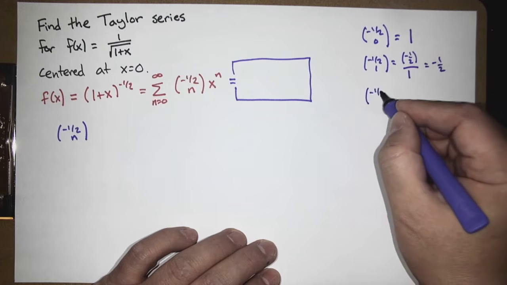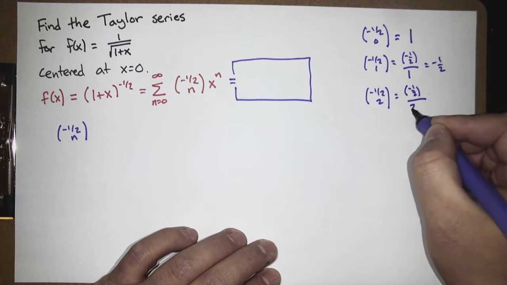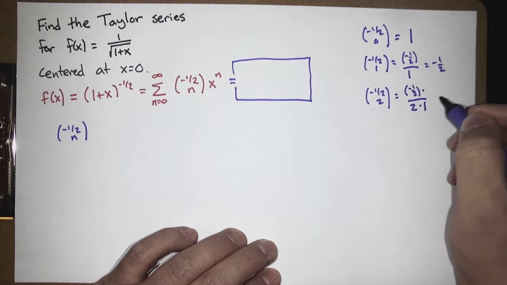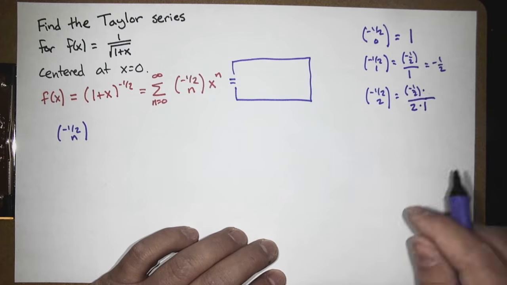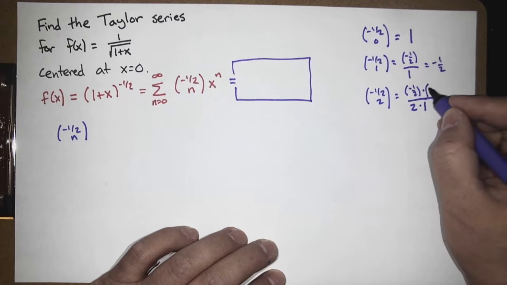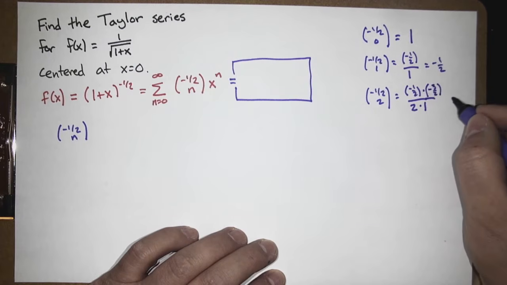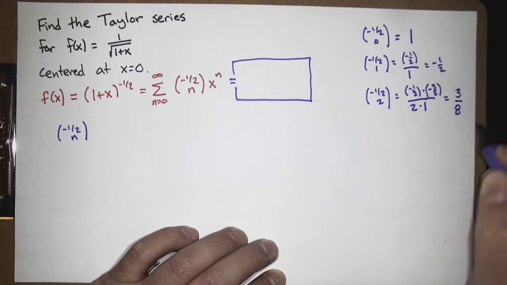How about negative a half, choose 2? So start upstairs with negative a half. Downstairs you start with 2, but we need 2 terms, so it's 2 times 1. What do you have upstairs? Negative 1/2 times. What comes after negative a half? Negative half minus 1, also known as negative 3/2. If you multiply this all together, we get 3/8.